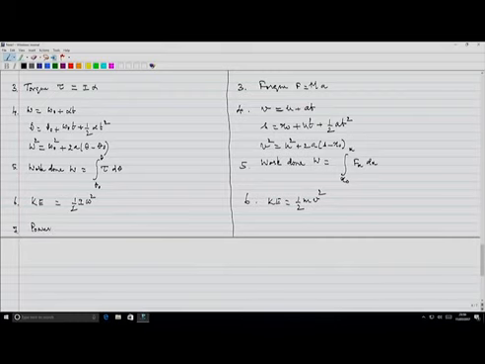The power P is equal to tau times omega. 7, power P is equal to force times velocity.